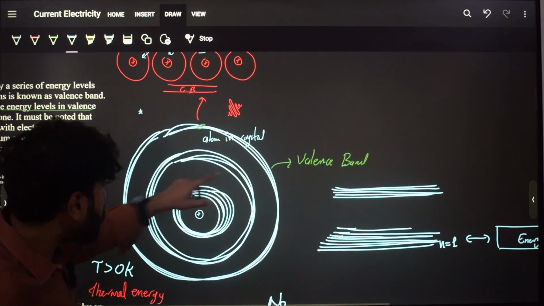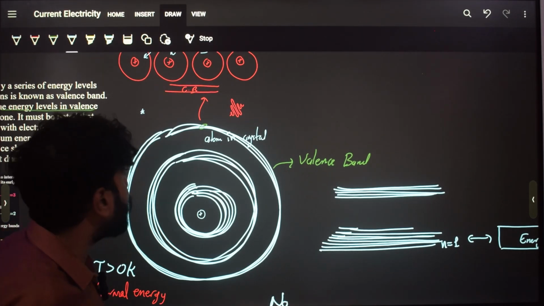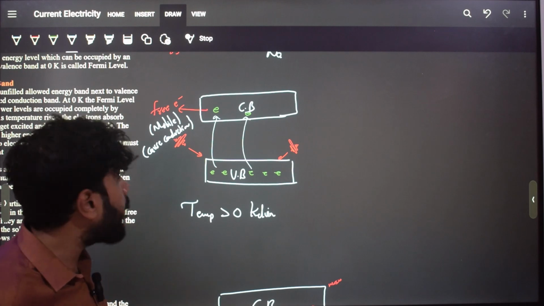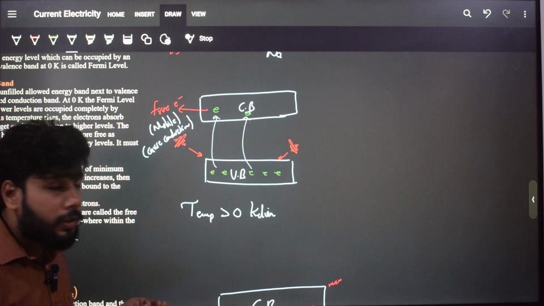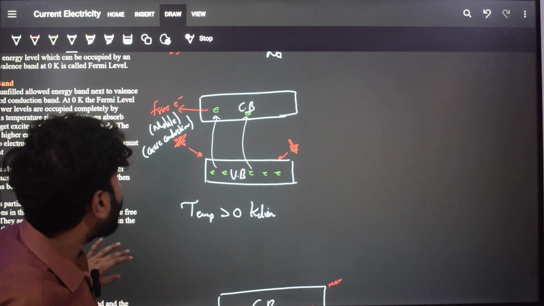So in this case, if the electron gets knocked out, it can reach a band which is known as conduction band, right? And the moment it reaches the conduction band, it will become mobile, because the pull of the nucleus will be nearly zero. Again, it is not zero, nearly zero. And at that time these electrons will be known as free electrons.